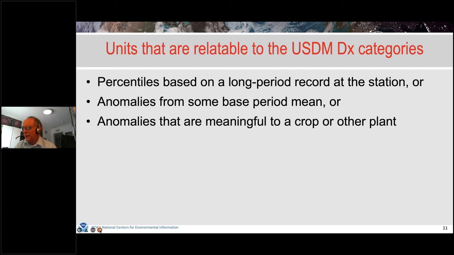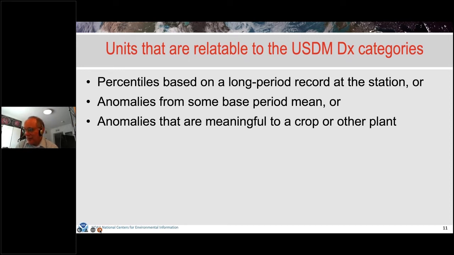So units that are relatable to US Drought Monitor Dx categories. Percentiles based on a long period of record at the station are the preferred units that we prefer as Drought Monitor authors, since they can be directly translated to a Dx category. If that's not available, if you can't do it that way, then present the soil moisture data as anomalies from some base period means, so we know if it's wetter than normal or drier than normal. That does give us some information which we can use to make some determination of what the Dx category should be.